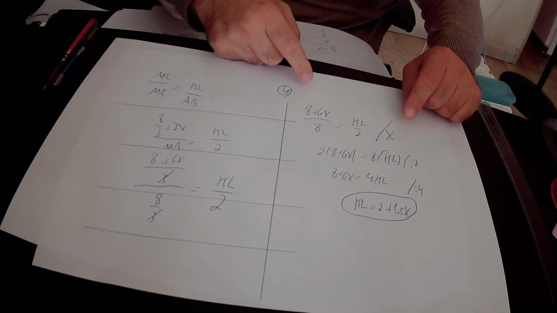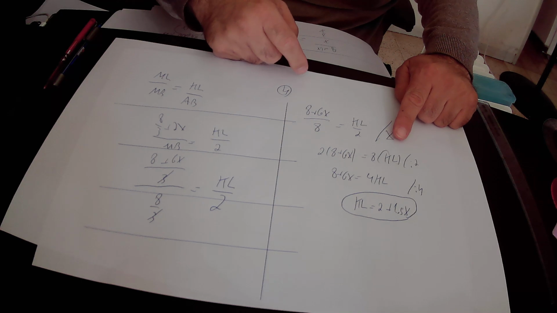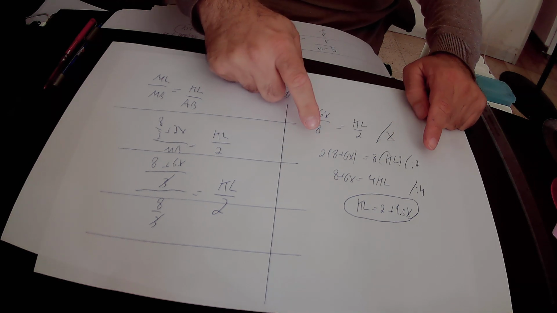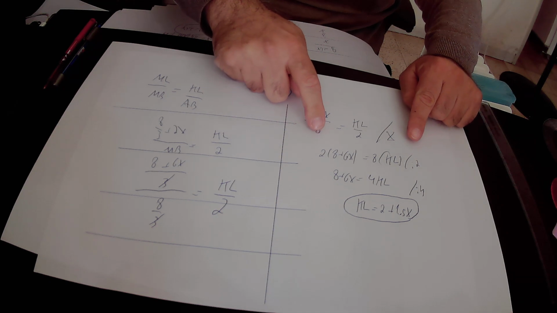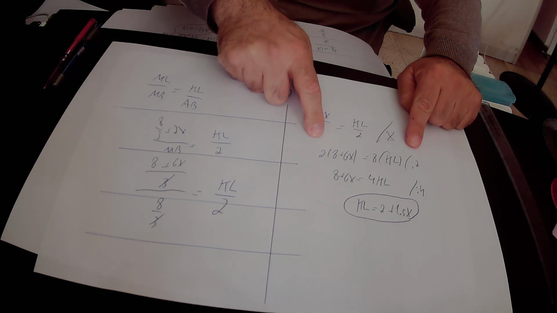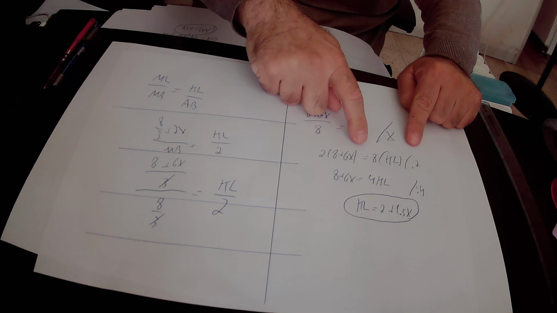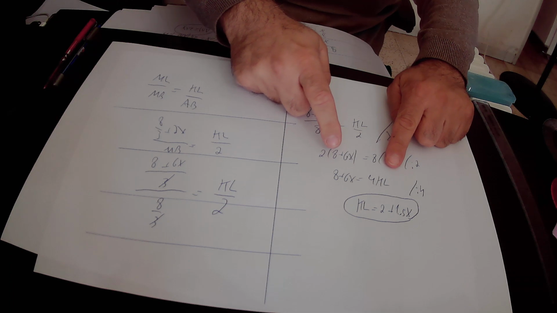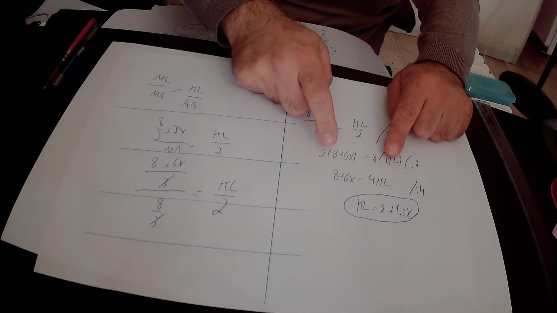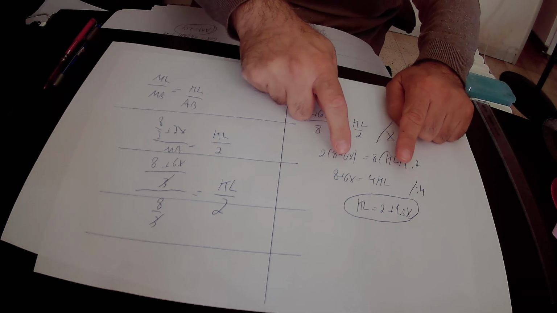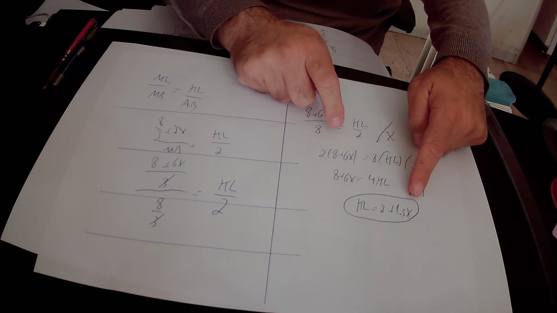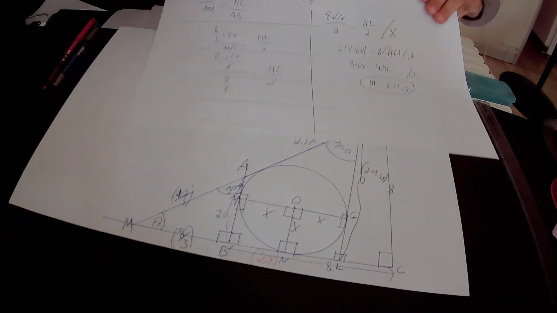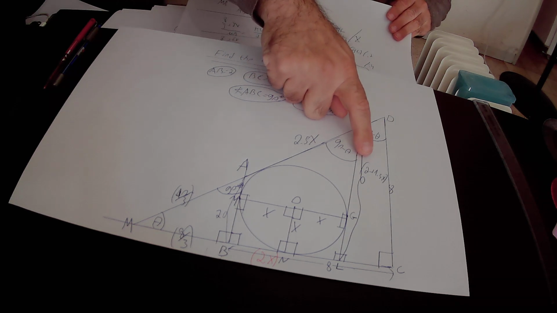Multiplying this equation, we found that 8 times KL equals 2 times 8 plus 6x. We divided this equation by 2 and found out that 8 plus 6x equals 8 over 2, which is 4, so it is 4 KL. So 8 plus 6x equals 4 KL. We divided this equation by 4 and finally found out that KL equals 8 over 4, which is 2, plus 6x over 4, which is 1.5x. So in total, KL equals 2 plus 1.5x.